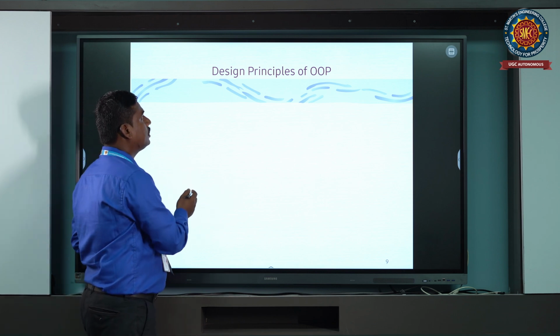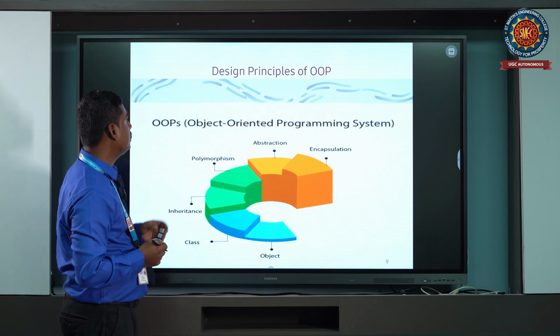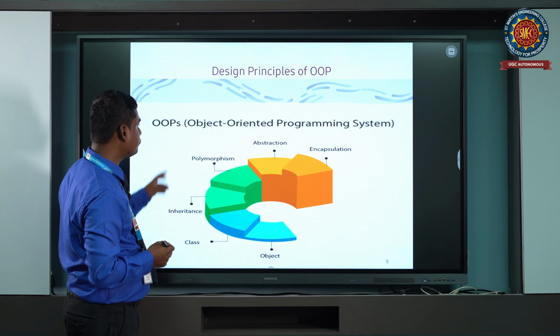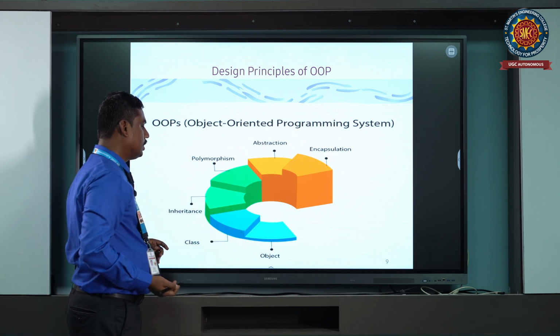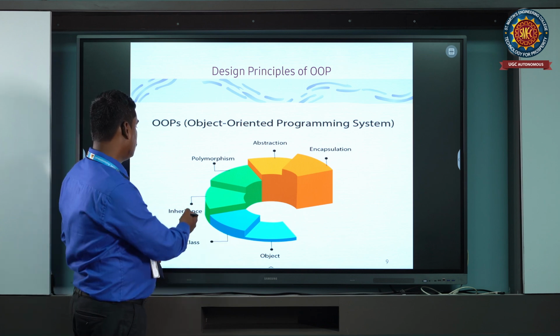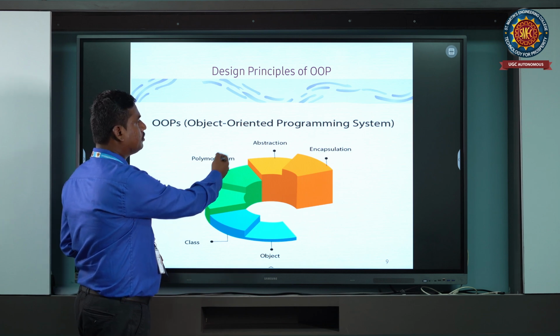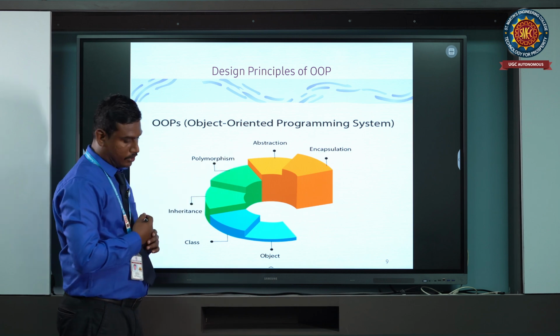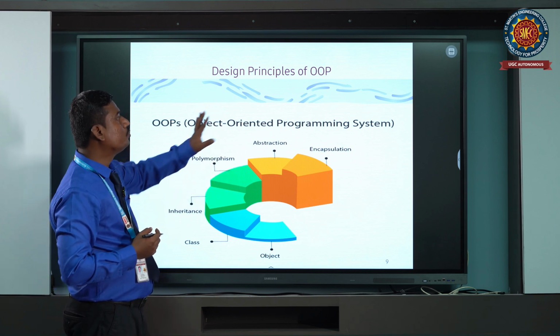Next one is what are the design principles of OOPS. OOPS has four. Majorly we know what is class and what is object. Object has a collection of classes. We have inheritance, polymorphism, abstraction and encapsulation. These are the things we majorly consider as the OOPS principles.